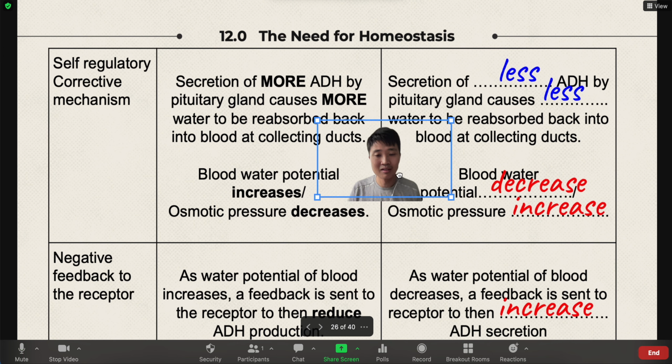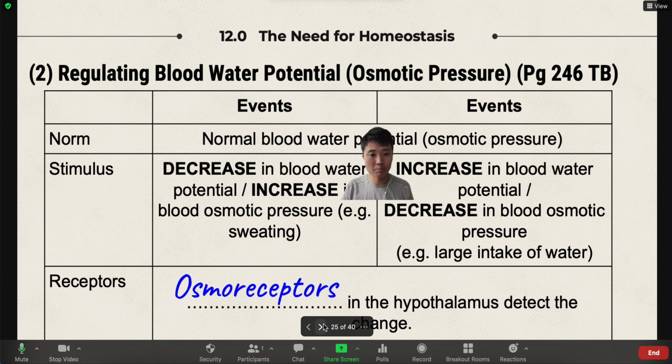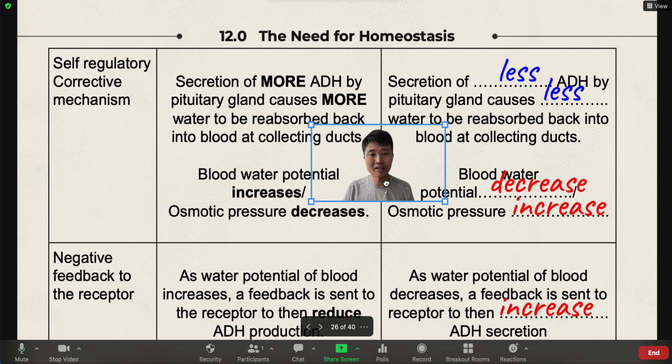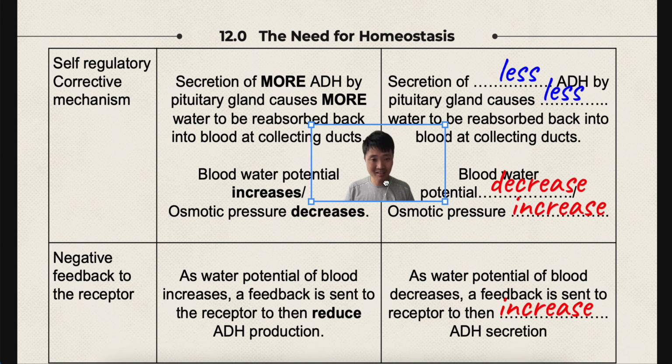Again, let's take the left first, then the right. So if there's going to be a decrease in blood water potential because you sweat a lot, then how? The corrective mechanism is that there's going to be more ADH to reabsorb water back at the collecting ducts in your nephrons, so as to increase the blood water potential back to normal.